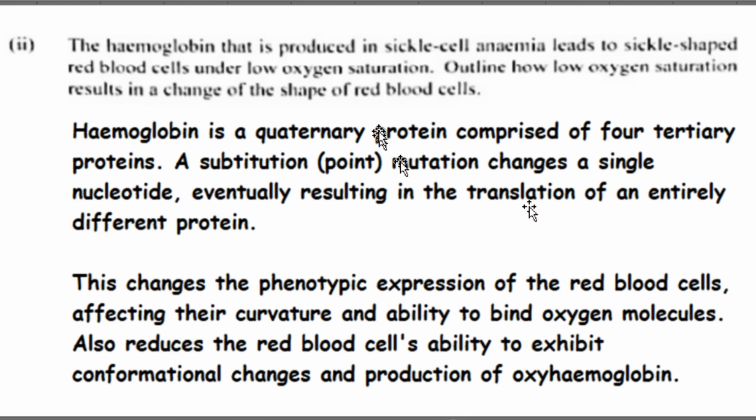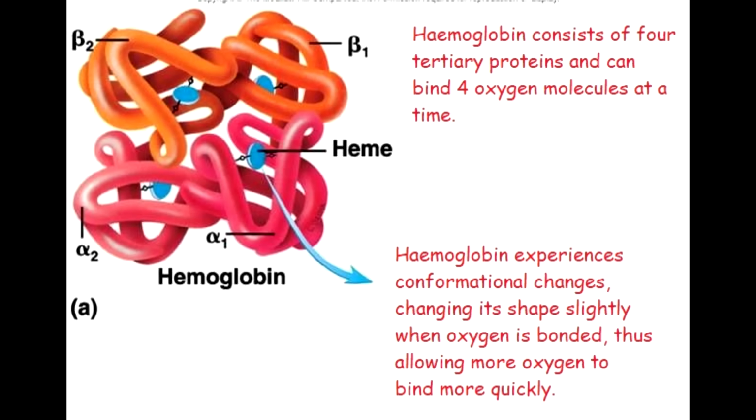So part 2 is saying the hemoglobin that is produced in sickle cell anemia leads to sickle-shaped red blood cells under low oxygen saturation. Outline how low oxygen saturation results in a change of the shape of red blood cells. So hemoglobin is a quaternary protein, which means it's made up of multiple tertiary structures. Right, so it's comprised of 4 tertiary proteins. I'll put up a diagram so you can see what I'm talking about.